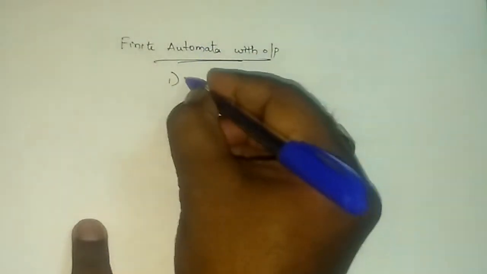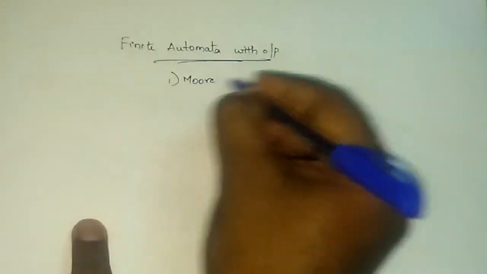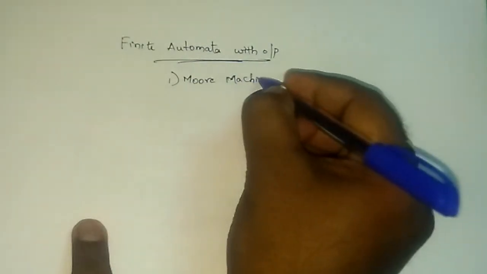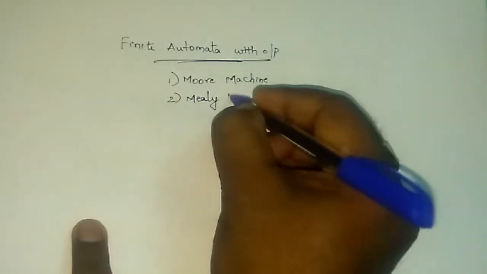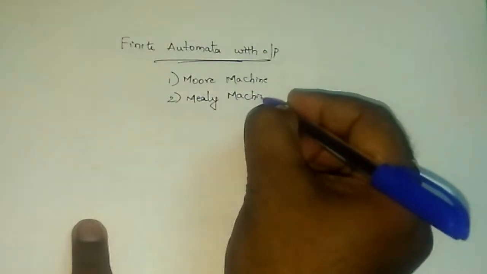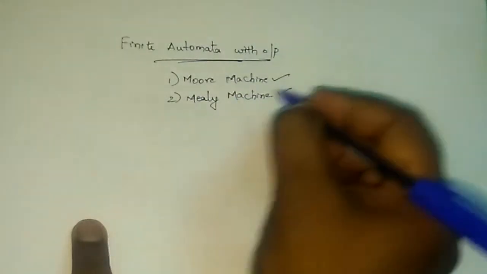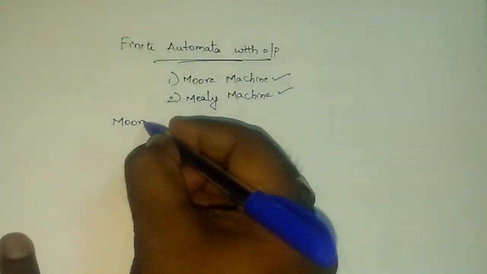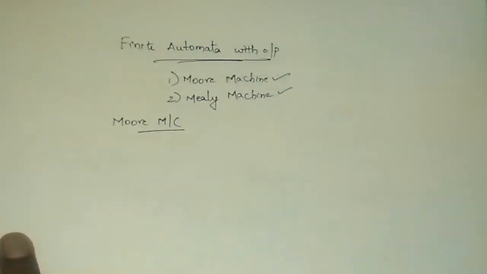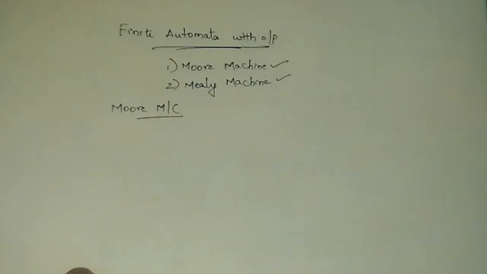The first one is the Moore Machine and the second one is the Mealy Machine. So what is a Moore Machine? So let's discuss the Moore Machine.